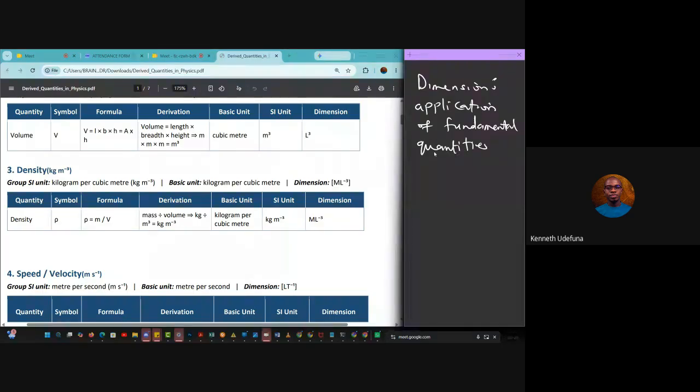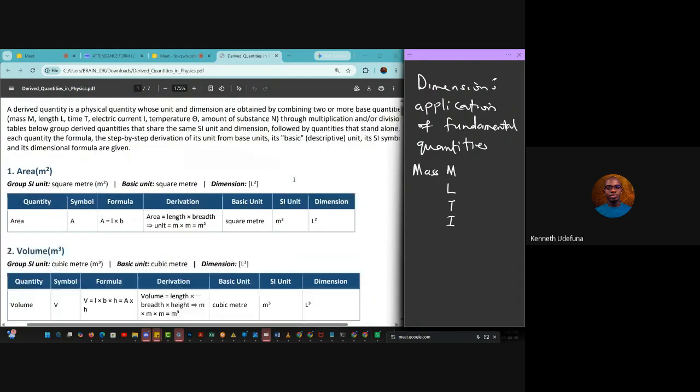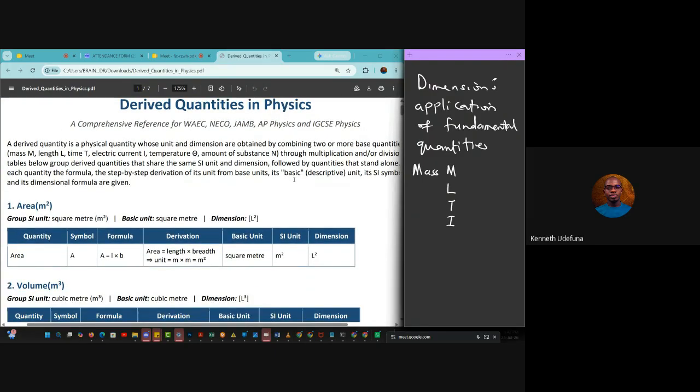And what are the fundamental quantities that we have? We have mass, and in fact, you know the pattern already. The pattern is M, L, T, I, theta, N, and we also have J. So that is it. These are the dimensions.